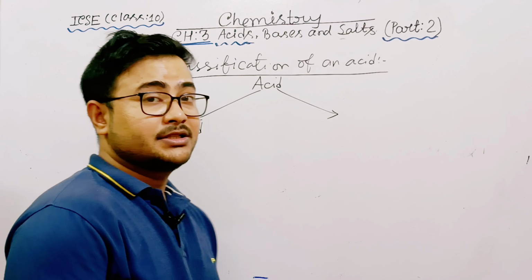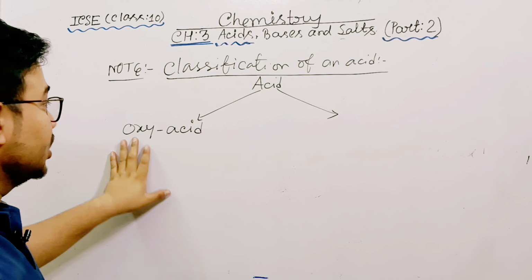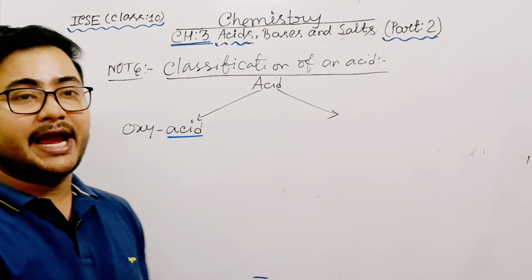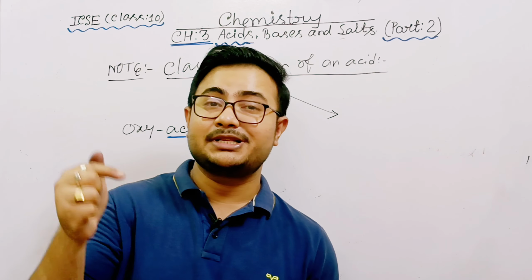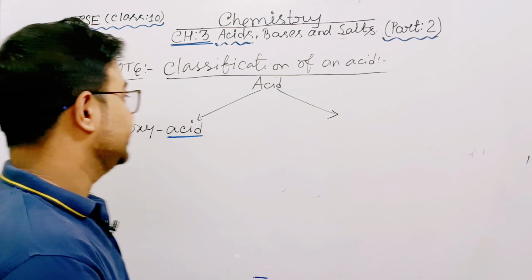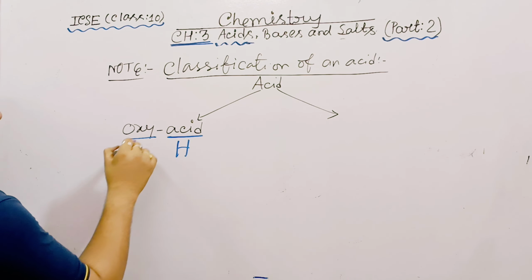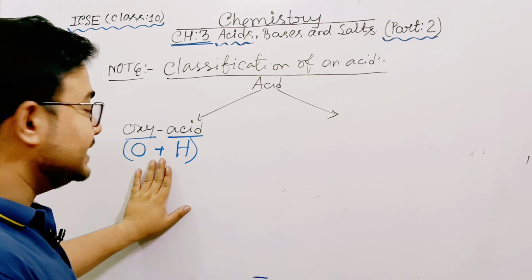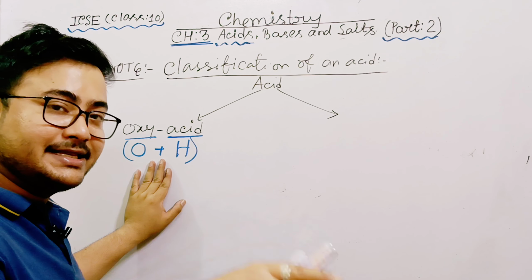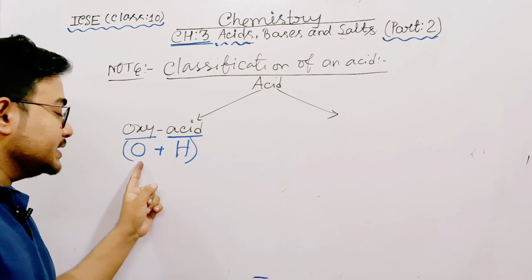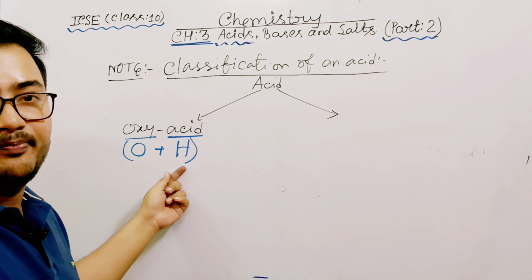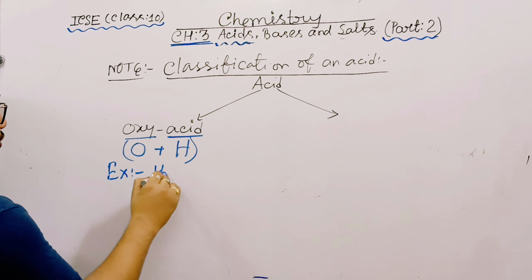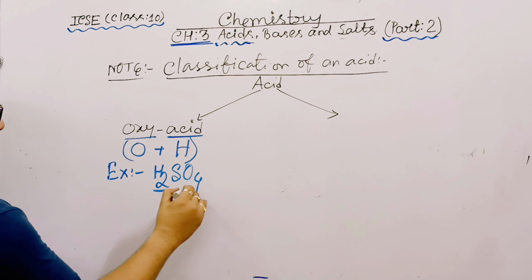Okay, first give the focus on the term oxy acid. Now tell me, in acid which atom is present compulsorily? H atom. And oxy means oxygen. So what is an oxy acid? Oxy acid is an acid that must contain oxygen atom along with the hydrogen atom. Example, see, H2SO4. See, hydrogen, oxygen is present.